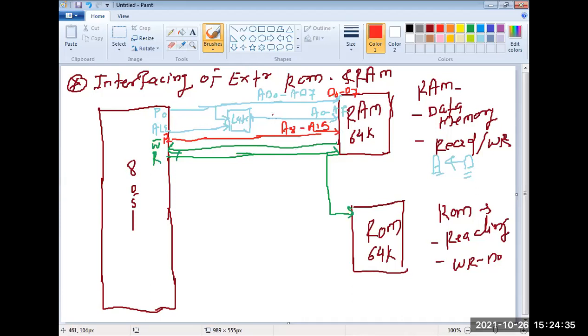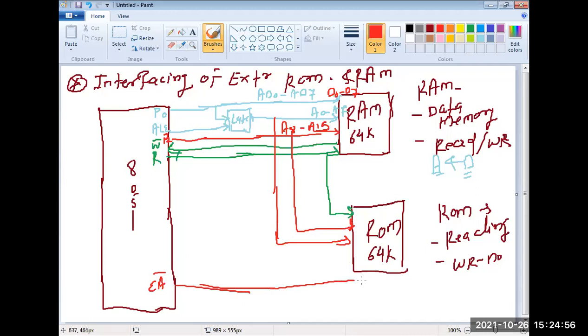At the same time, these buses of higher address and lower address go to the ROM location also, not the data bus, because I'm only reading the things. That's why. And this is connected to either the EA bar signal or the PSEN signal to the ROM memory, to the OE bar pin, the output enable pin. Okay, and all these things will be there, VCC, ground, all connected to this. Then only can I access external RAM and ROM memory.